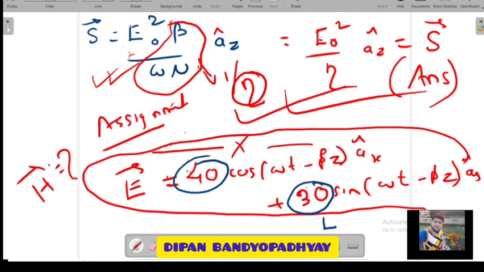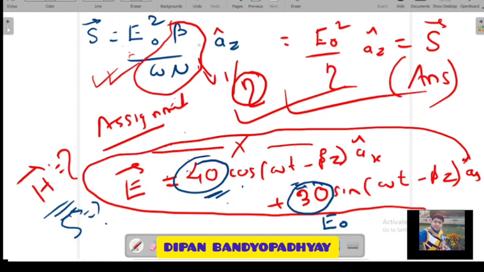In the earlier case, we had E naught in both the cases, the same for both components. Here the amplitudes are different for the components. So you can calculate H and then you can calculate S. You can take it as an assignment and you can show me in the class, or you can WhatsApp me what will be the answer for this one.